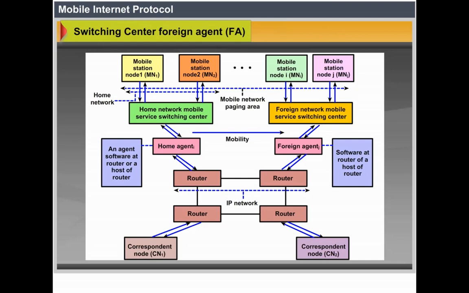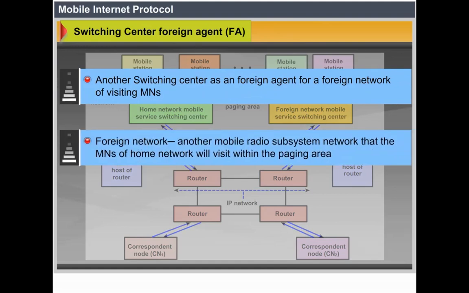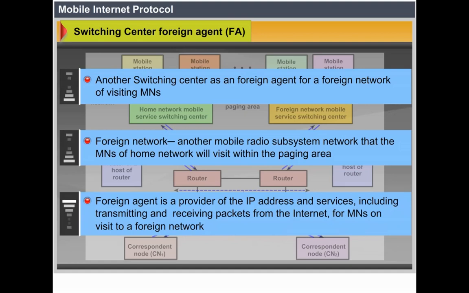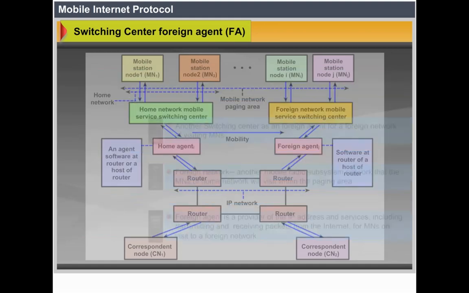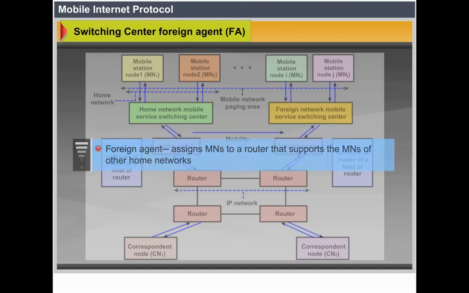Switching Center Foreign Agent FA. Another switching center acts as a foreign agent for a foreign network of visiting MNs. Foreign network is another mobile radio subsystem network which the MNs of home network visit within the paging area. Foreign agent is a provider of the IP address and services, including transmitting and receiving packets from the Internet, for MNs on visit to a foreign network. Foreign agent assigns MNs to a router which supports the MNs of other home networks.